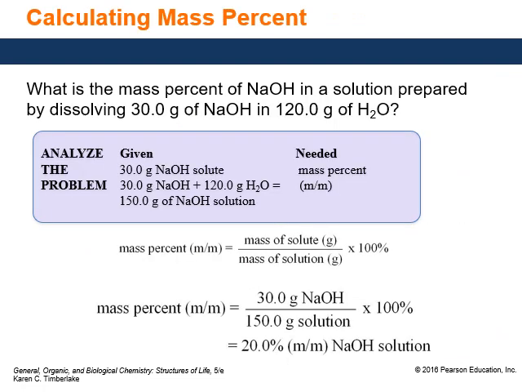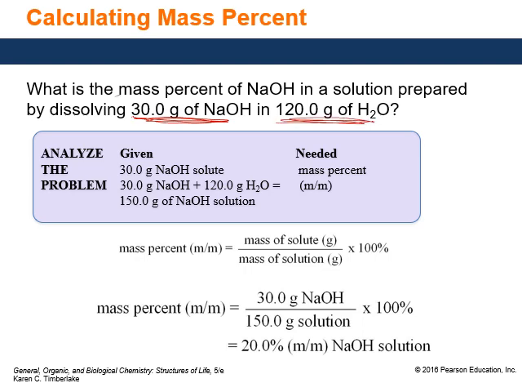Let's take a look at the next question here. Next example. What is the mass percent of sodium hydroxide in a solution prepared by dissolving 30.0 grams of sodium hydroxide in 120 grams of water? Now, first thing you need to identify is which one is solute and which is the solvent. Solute would be here the lesser amount, which is sodium hydroxide, and our solvent is water.